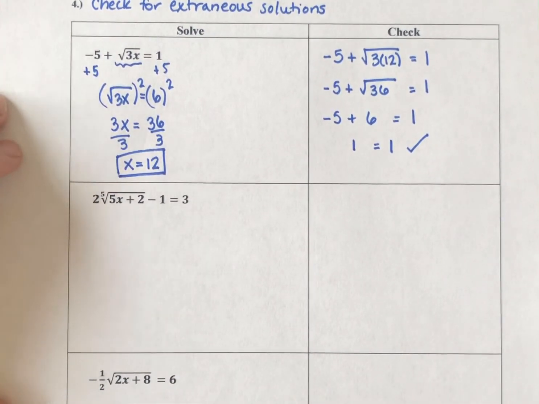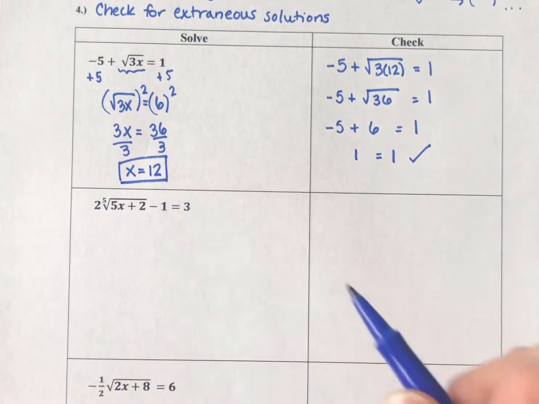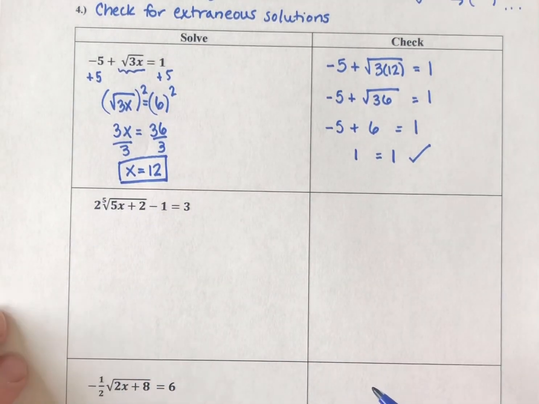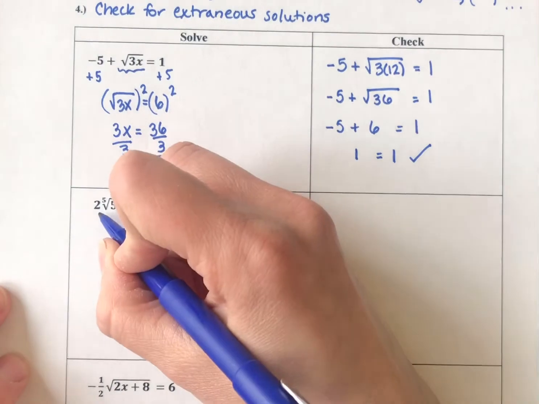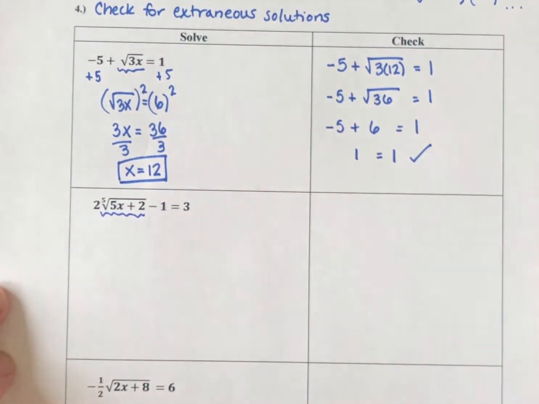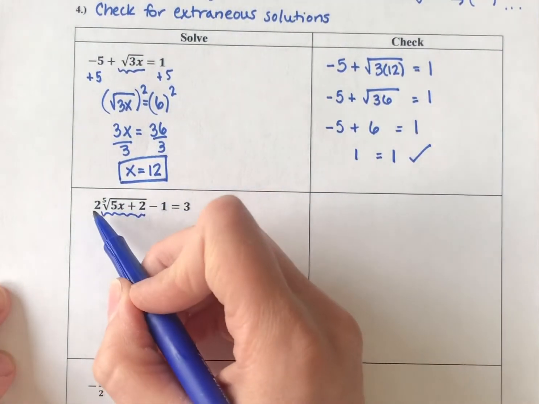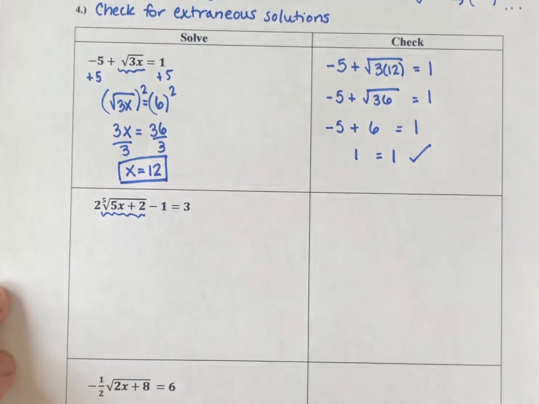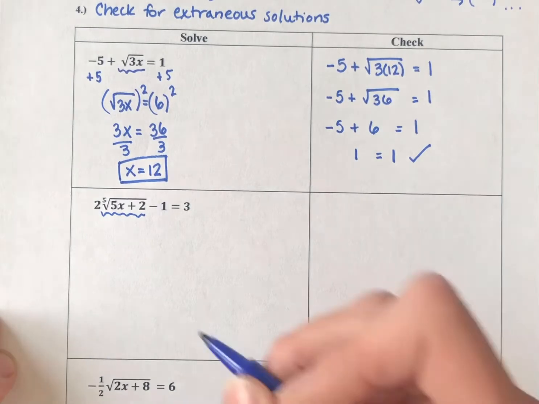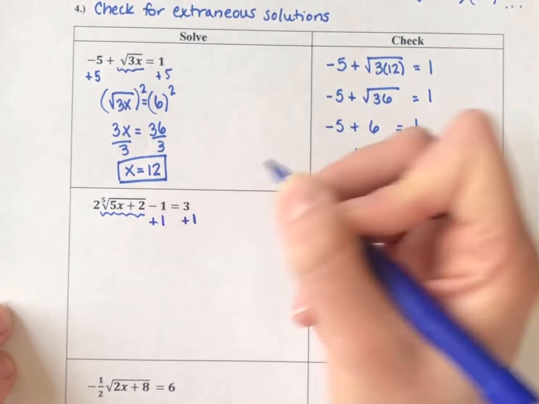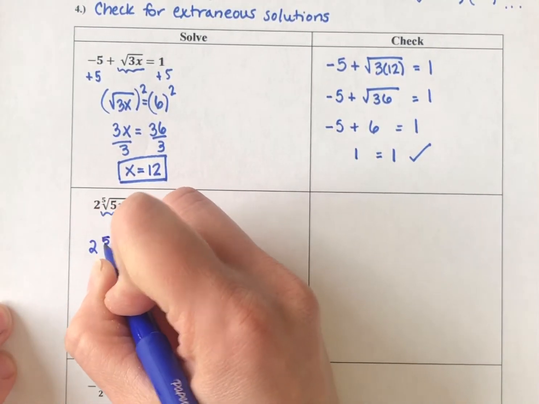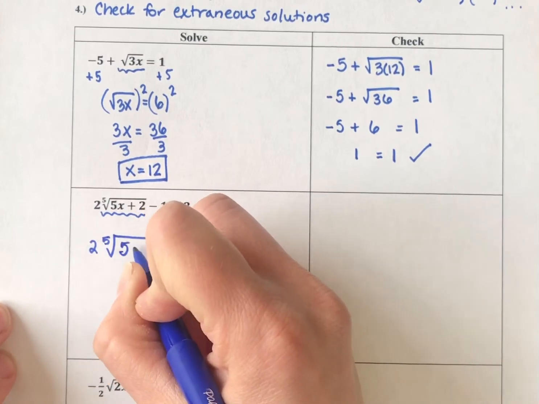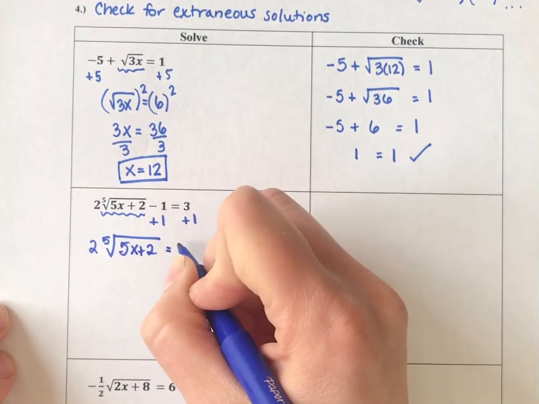All right. In the second equation, 2 times the fifth root of 5x plus 2, minus 1 equals 3. Here's the radical I want to get by itself, that fifth root. So I need to get rid of the 2 out front and this minus 1. So just like if you were solving a regular equation, you always undo addition and subtraction first. So I'm going to add 1 to each side. So I have 2 times the fifth root of 5x plus 2, and that equals 4.